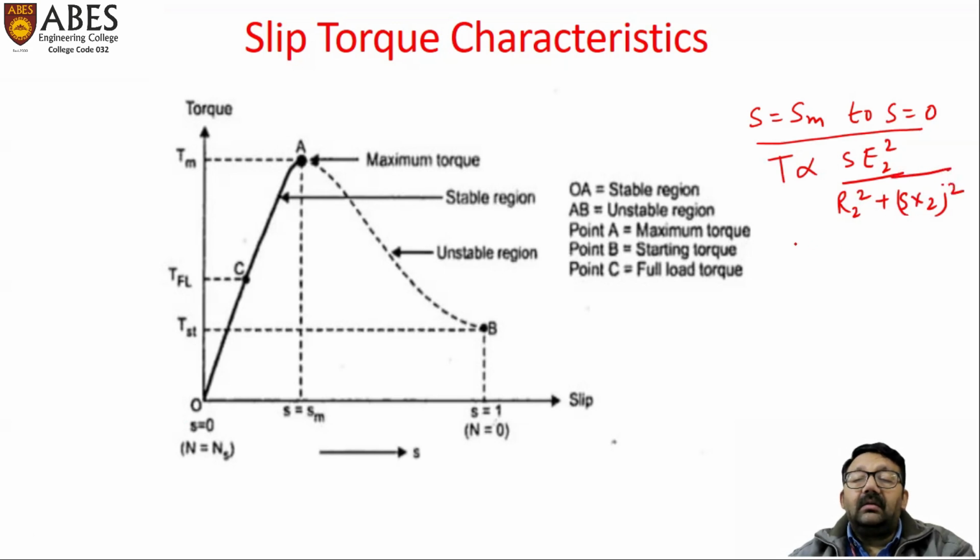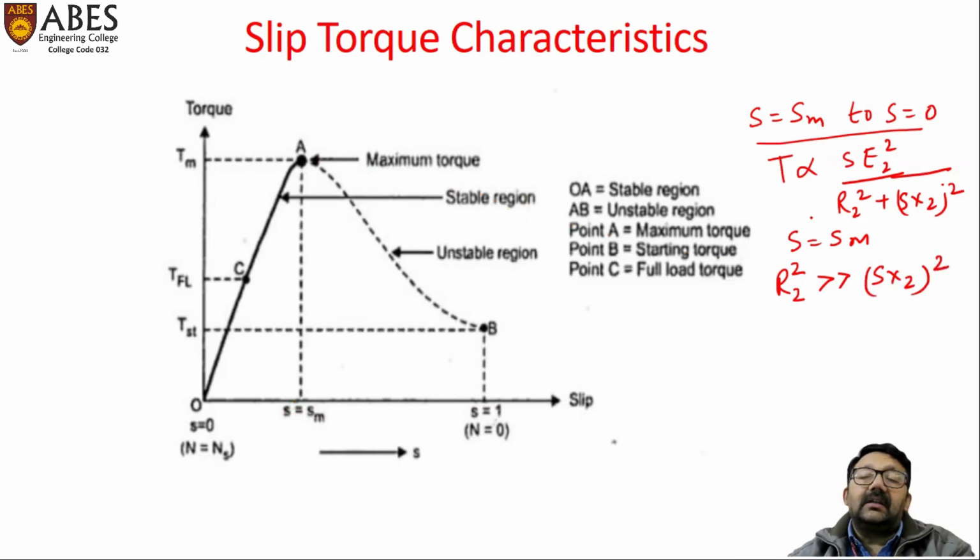So when the value of S is equal to Sm, at that time in the denominator, the R2 and (S X2) square terms are equal in magnitude. So if the motor further accelerates, the value of slip decreases, and as the motor crosses its maximum torque and goes beyond this maximum torque, the value of slip is continuously decreasing, and now in the denominator, the term R2 square becomes greater than (S X2) square.